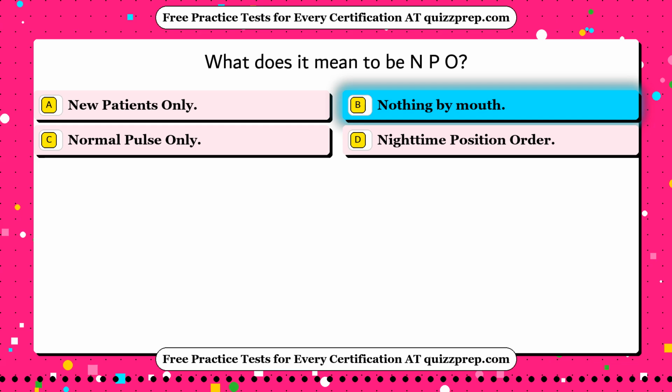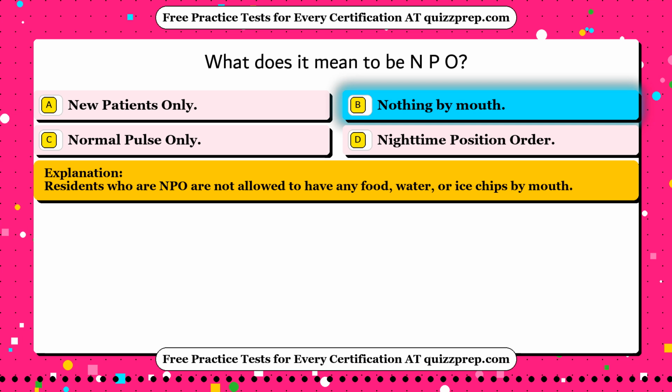The correct answer is option B, nothing by mouth. Residents who are NPO are not allowed to have any food, water, or ice chips by mouth.